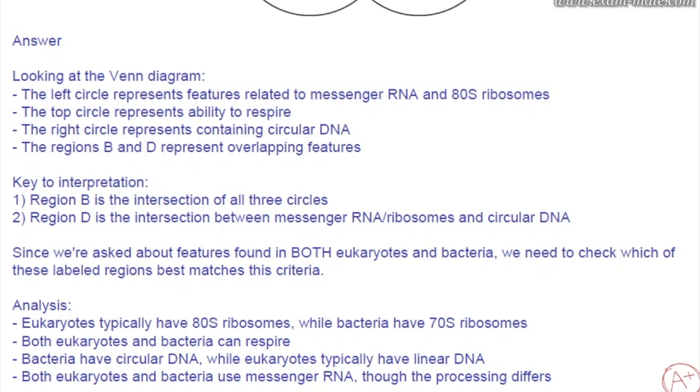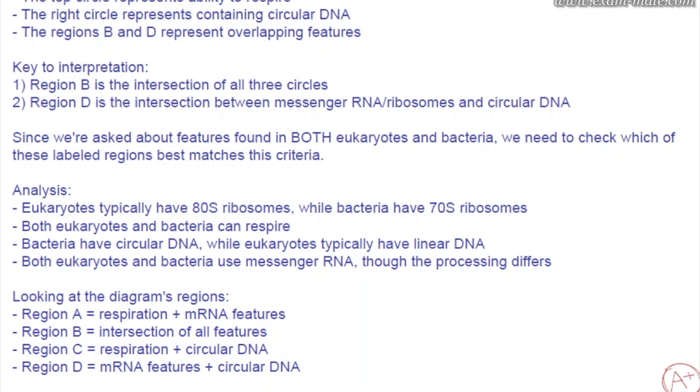Key to interpretation. 1. Region B is the intersection of all three circles. 2. Region D is the intersection between messenger RNA/ribosomes and circular DNA. Since we're asked about features found in both eukaryotes and bacteria, we need to check which of these labeled regions best matches this criteria.